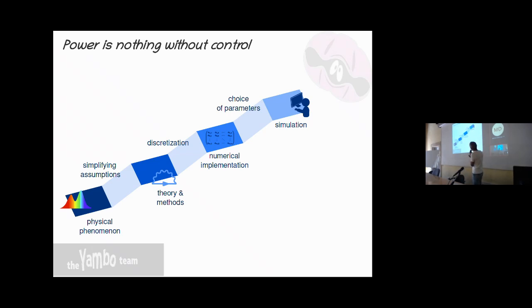And along this procedure, you have to identify the physical phenomenon you're interested in, understand what the theory is and how you implement it. And along this path, there are assumptions, simplifications, discretizations, parameters. So it's a long way. And only, unfortunately, through this way, you gain control of what you simulate at the end.